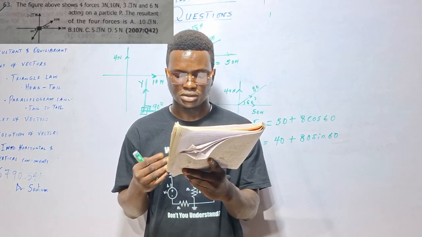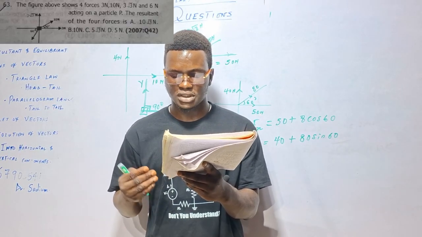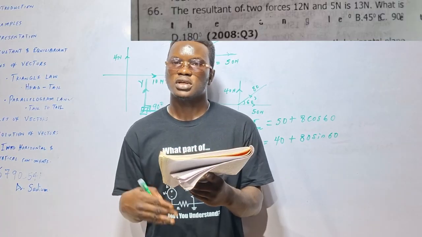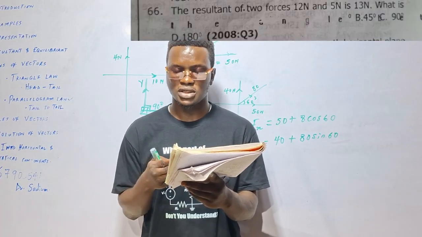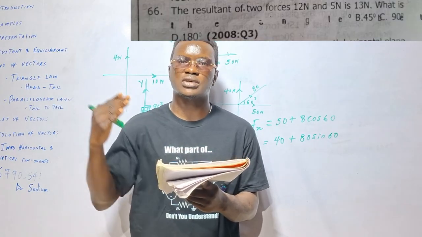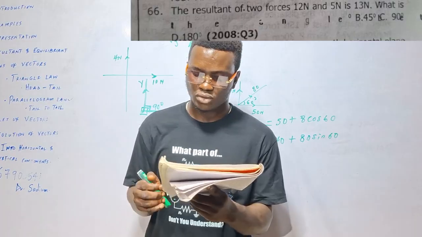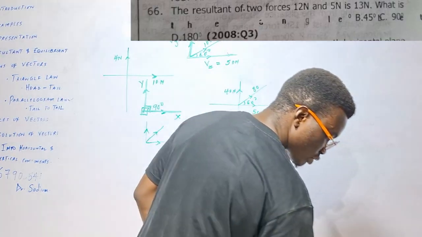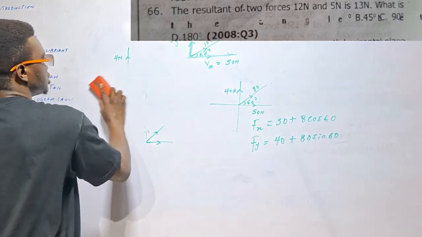The resultant of 2 forces, 12 Newton and 5 Newton, is 13 Newton. What is the angle? The angle is perpendicular, 90 degrees. I already did something like that. If the resultant is 13 Newton and the sides are 12 and 5, then the angle must have been 90 degrees. And if you want to confirm that, you can just do it this way.